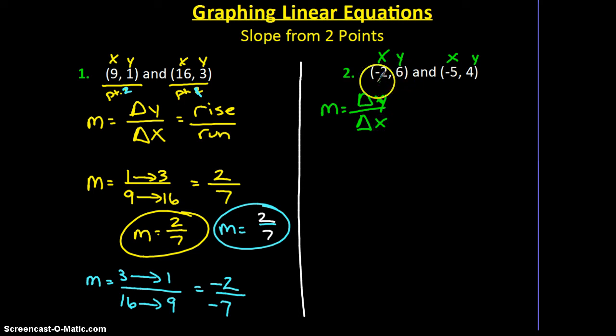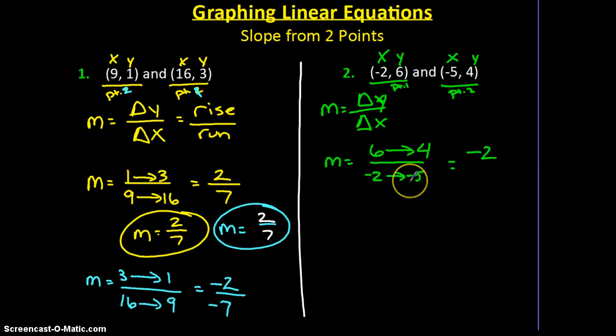We're going to start at, if I say that this is point 1 and this is point 2, I'm going to start with the y value of 6 and move to 4, that second y value. And then my change in x, I'm starting with -2 because that's in point 1, and I'm moving to -5. In this case, I'm going to figure out how I'm changing. 6 to 4, I went down 2, so that's a -2.